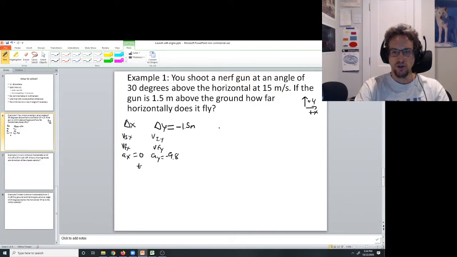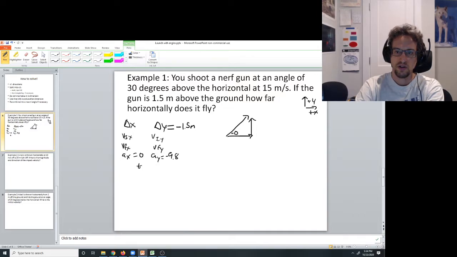Next thing we can do is we can draw this triangle. So we got to shoot a Nerf gun. That must mean the initial velocity. So we've got our little triangle here, where we've got 30 degrees and 15 meters per second on the hypotenuse. And on the sides of this, right, we got v initial x and v initial y.